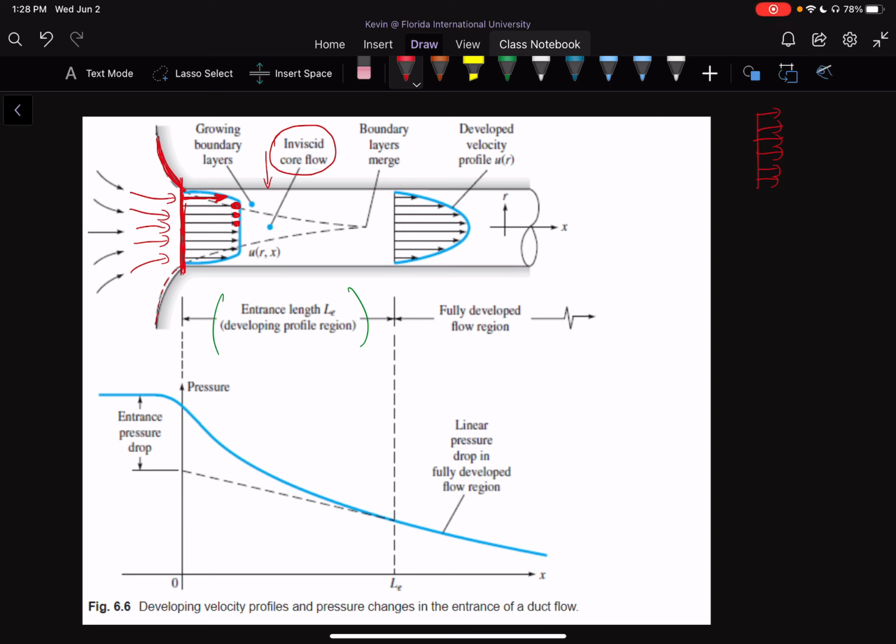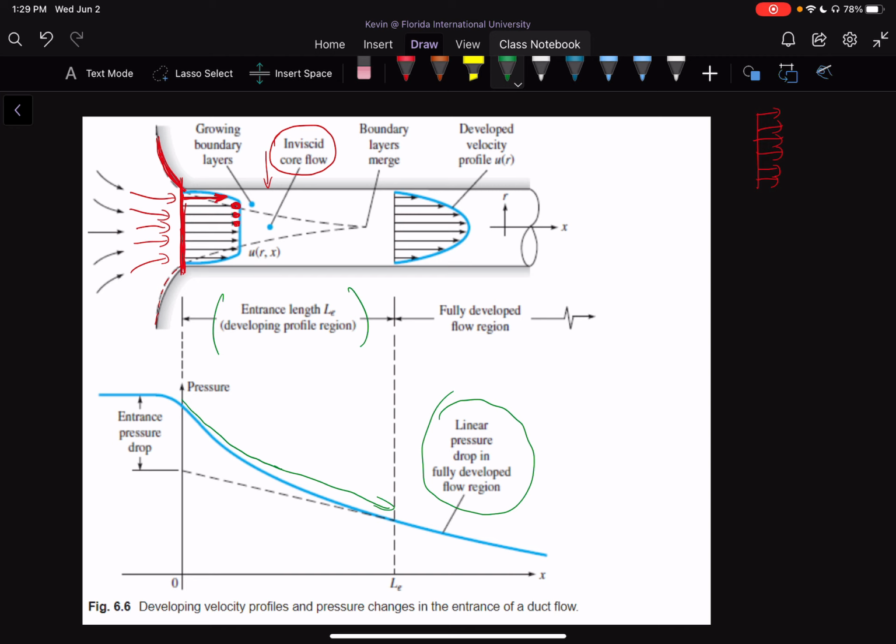And as you can see, the pressure drops initially, not linearly, but after we pass LE, we have a linear pressure drop in our fully developed region. So the pressure drops as we go further and further down the region. And that makes sense. We're going from high pressure to low pressure, and that's why our flow is going from left to right.